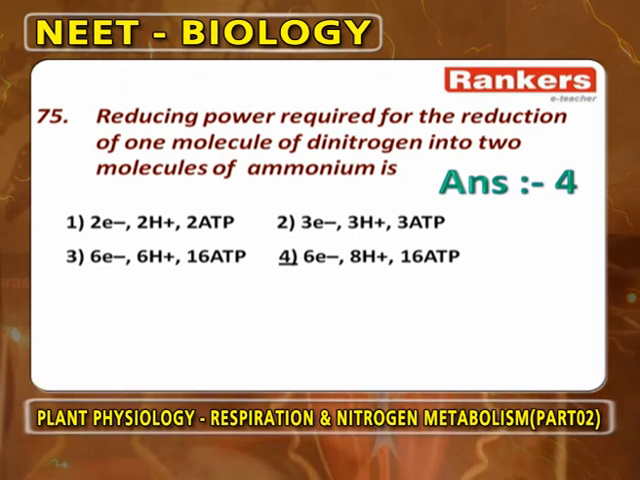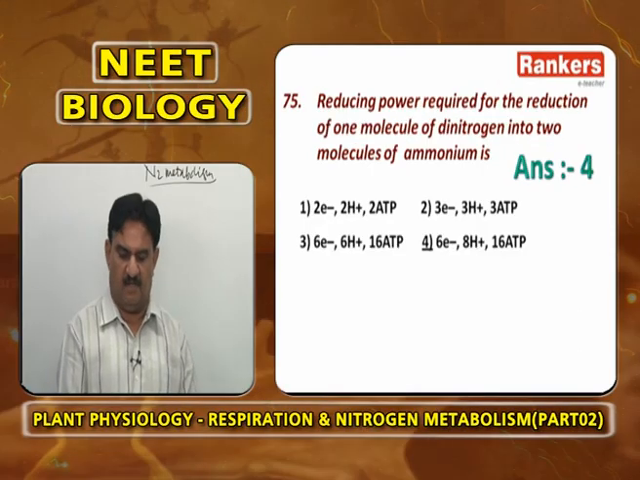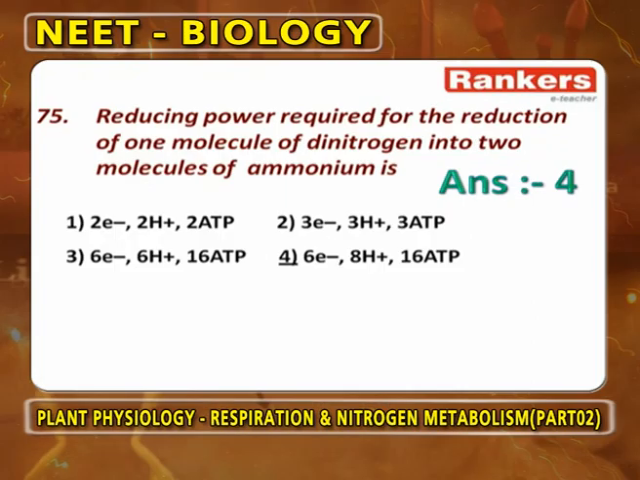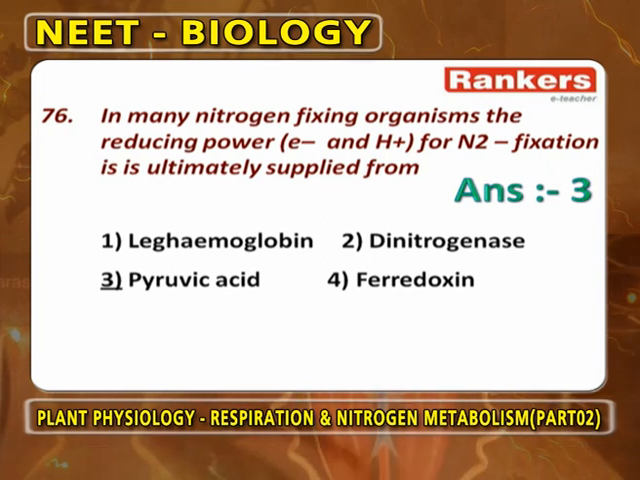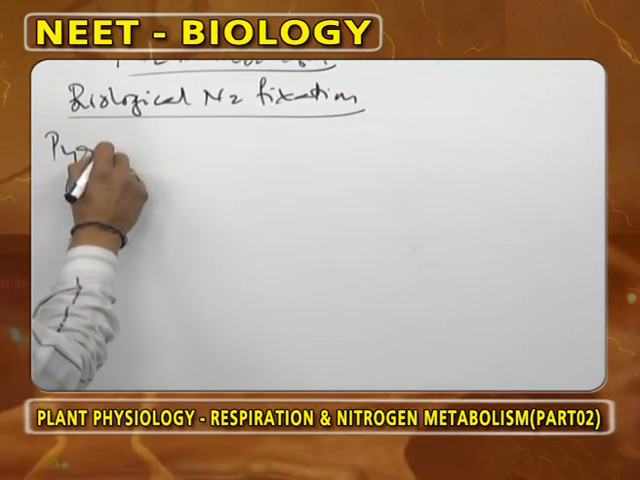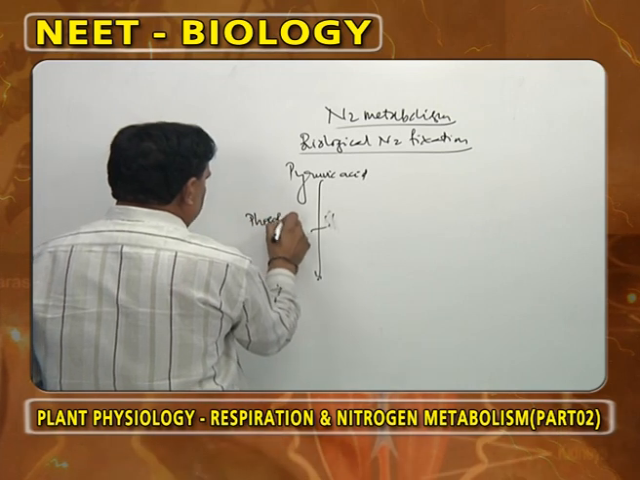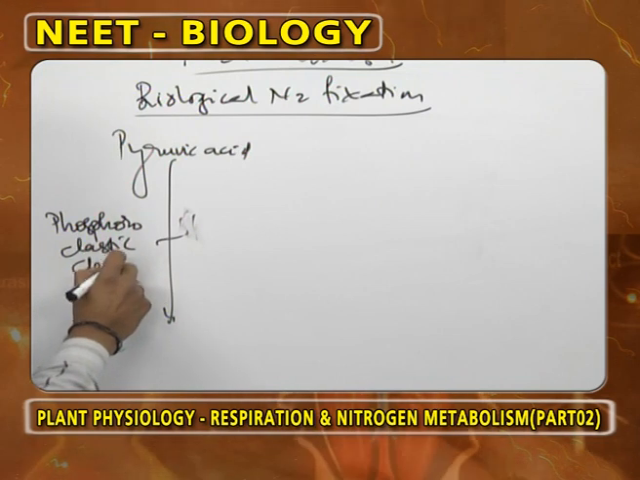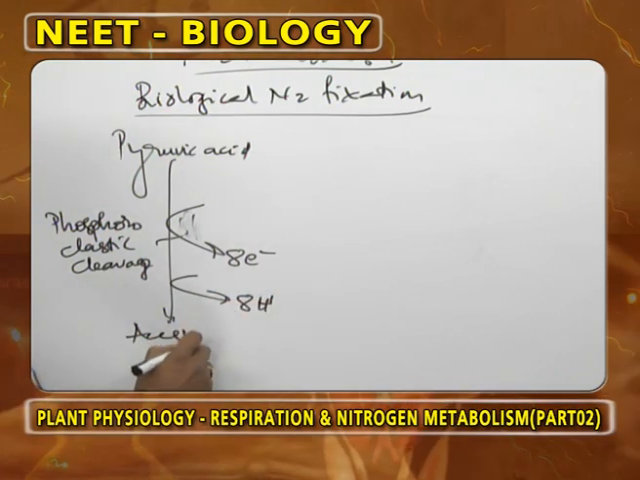Reducing power required for the reduction of one molecule of dinitrogen to two molecules of ammonia is 6 electrons, 6 protons and 16 ATP. It is not 6, it is 6 electrons, 8 protons and 16 ATP, but it is converted now into 8 electrons, 8 protons and 16 ATP. In many nitrogen fixing organisms, the reducing power, electron and proton, for nitrogen fixation is supplied from, in biological nitrogen fixation, a concept discovered, that is pyruvic acid undergoes a special process called phosphoroclastic cleavage.